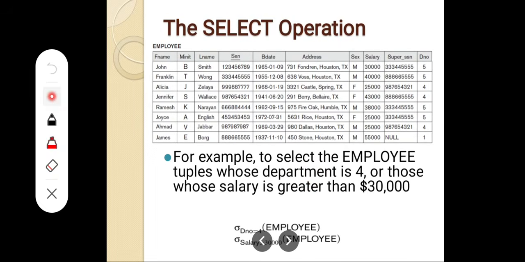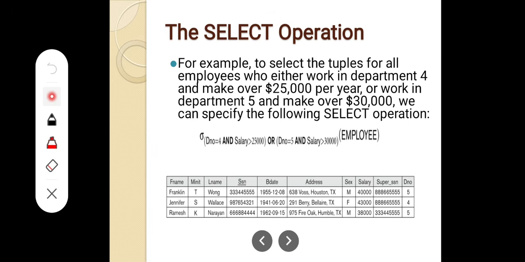Okay, suppose if we want, we can give multiple conditions in a single selection operation. Okay, so these two can be combined. For example, to select the tuples of all employees who either work in department number 4 and make over $25,000 per year, or work in department number 5 and make over 30,000. Okay, so we can specify these conditions in a single select operation.